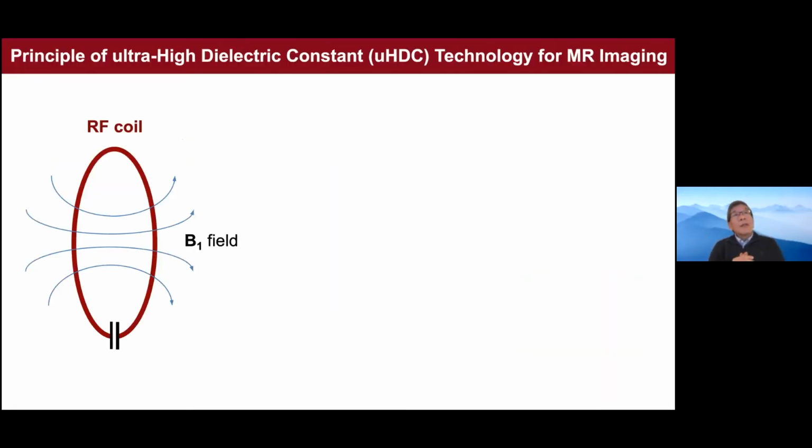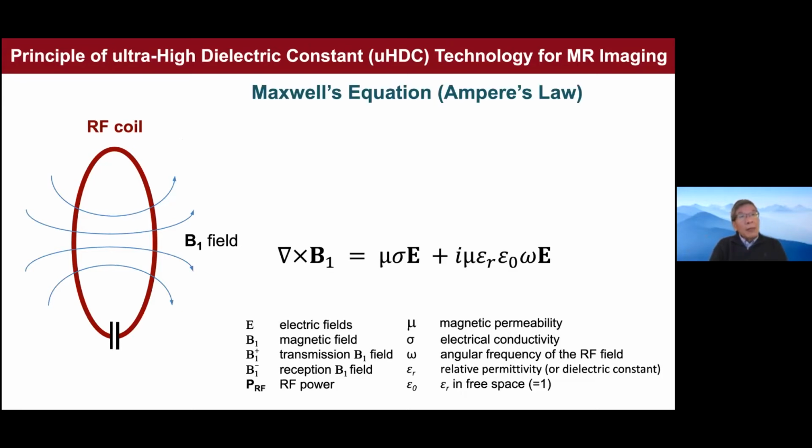So the next slide shows the principle for this technology. When we apply a traditional loop coil, the magnetic field produced by the coil can be described by the Maxwell equation, which has two terms. One is called conductive current, and the other displacement current. But for the normal case, the second term is determined by the relative permittivity, or epsilon r.